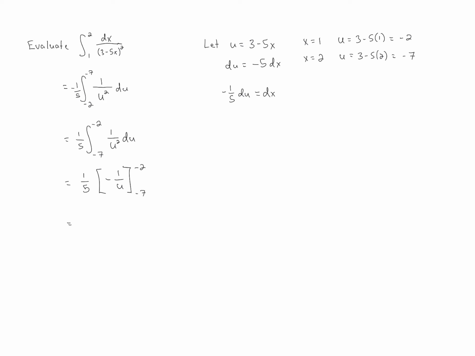So this is going to be 1/5 times, let's plug these in. Our upper limit is negative 2. So that's going to be negative 1 over negative 2, and then minus negative 1 over negative 7.